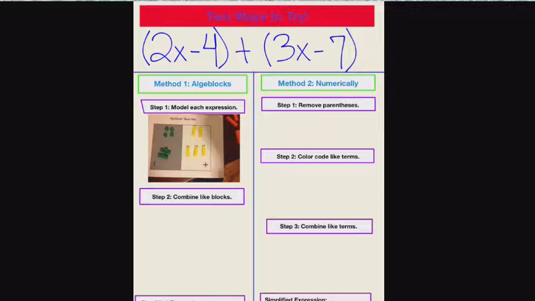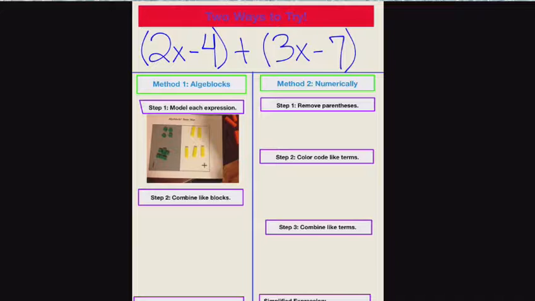Okay, next step is to combine like blocks. So let's go back. Okay, I'm going to combine all my x's together. All right, and combine all my green cubes together. Go ahead and take a picture, and drop that into GoodNotes.